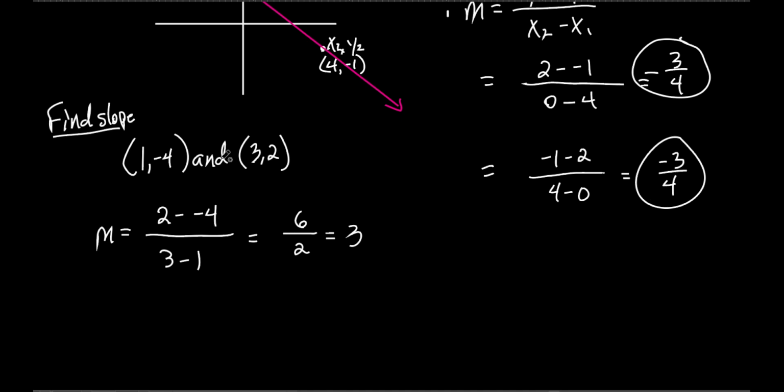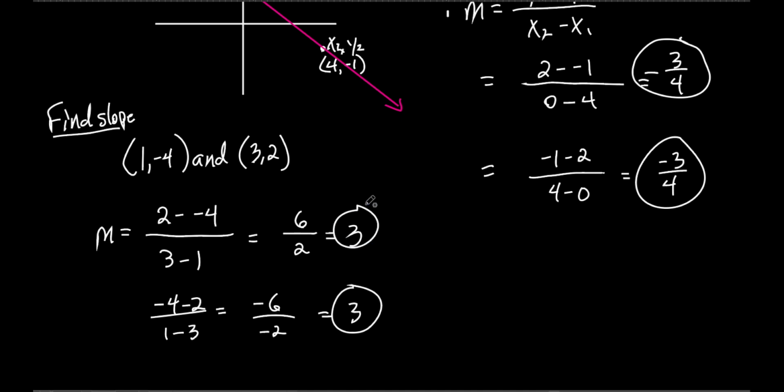So let's do that. Instead of 2 minus -4, let's go -4 minus 2. Like, wait a minute, Mr. Hamrick, you said we're going to get the same answer, but you're going to get a -6 right here, aren't you? But what are you going to get on the bottom? If I went -4 minus 2, I'm going to go 1 minus 3, negative 2, which is still positive 3. So it doesn't matter whether you go y2 minus y1 or y1 minus y2, as long as you do both of them in the same order. Okay?